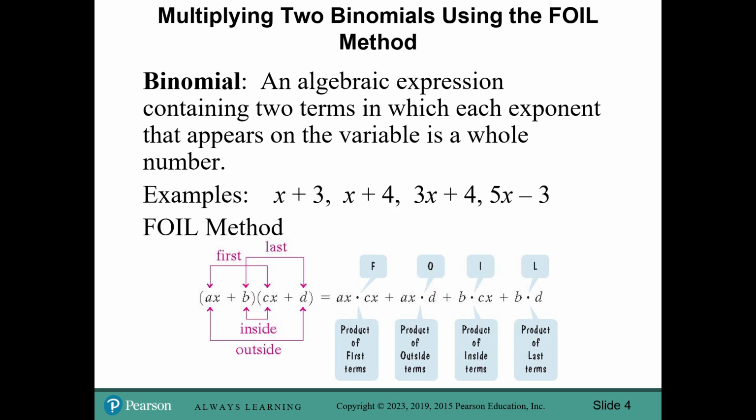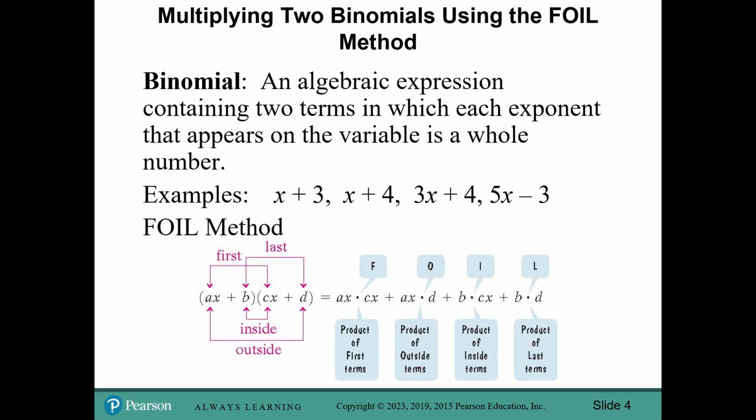So let's first look at multiplying two binomials using the FOIL method. A binomial is an algebraic expression containing two terms in which each exponent that appears on the variable is a whole number. Examples: x plus 3, x plus 4, 3x plus 4, 5x minus 3. Those are all examples of binomials.